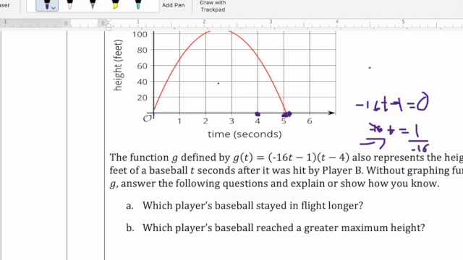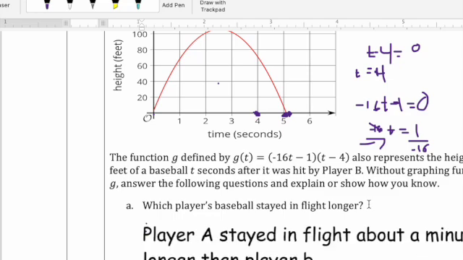Okay, so let's do the other one. And the other one we have t minus 4 equals 0. And we have t equals 4. Okay, so our x-intercepts are at this negative value, and then t equals 4. So baseball player B's ball lands at 4 seconds. A's ball is a little bit more than 5 seconds. So baseball player A's ball actually stayed in flight about a second longer than baseball player B's.